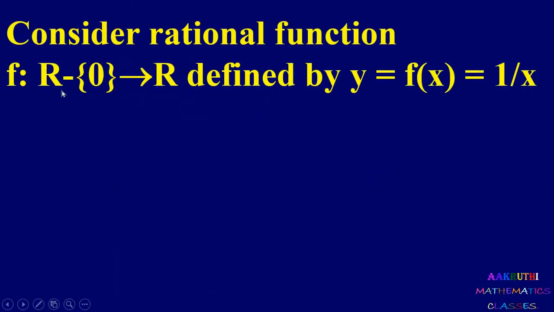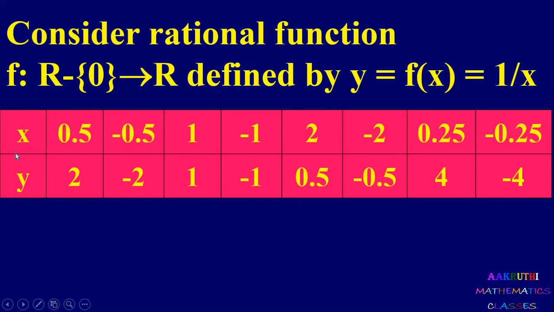Consider a rational function f from R minus 0 to R defined by y equal to f of x equal to 1 by x. Now here we have to consider a function f from R minus 0 to R, that is set of all real numbers without zero. It is non-zero real number to real number defined by y equal to 1 by x. So this is a rational function. Now we consider different value for x.